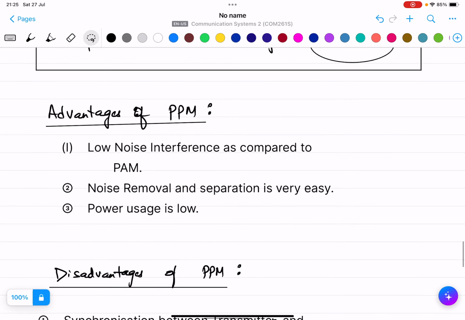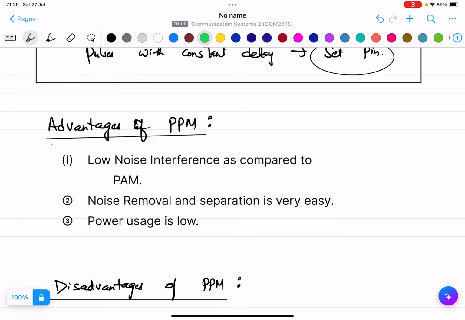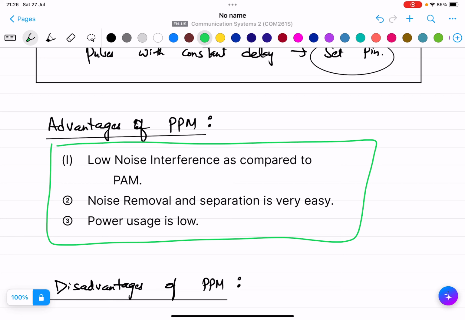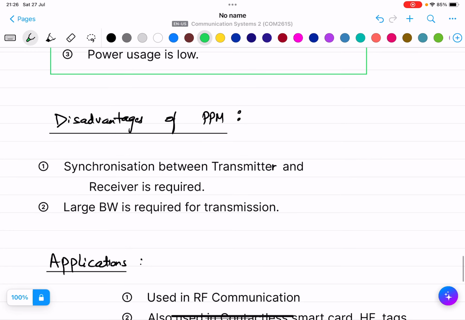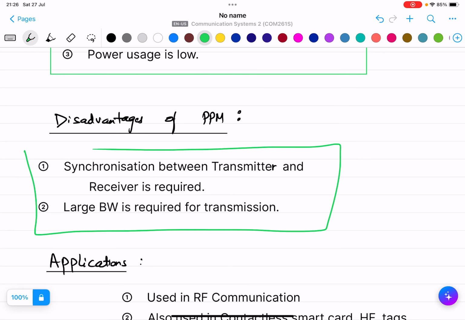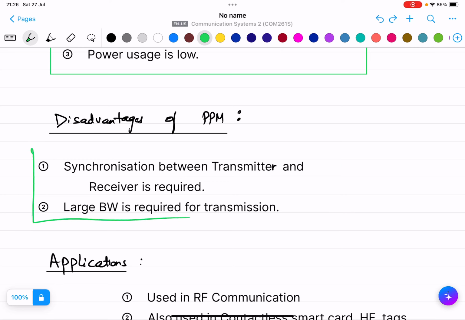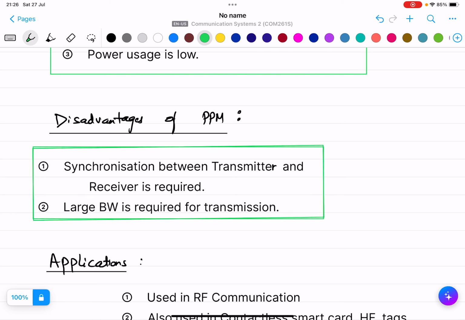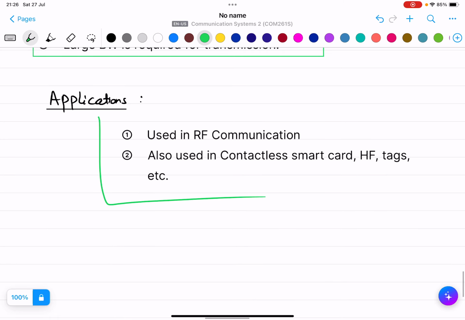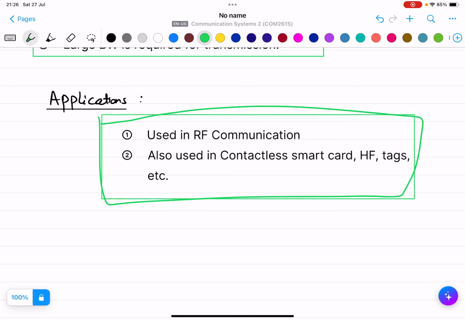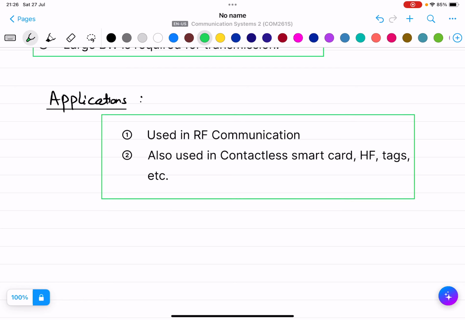So till now we have covered all these three techniques: PAM, PPM and PWM. The generation, the block diagram of generation, the block diagram of detection, and advantages, disadvantages and applications. In your exam this question will come for 10 marks for everything.